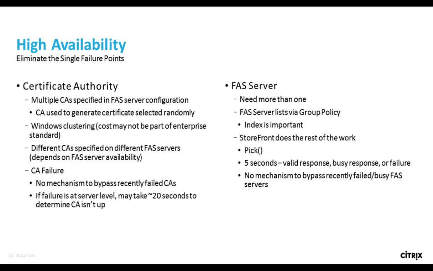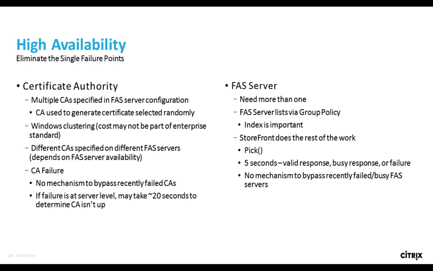However, no mechanism is really used to bypass a failed CA. The failure is effectively at the server level. It may take up to about 20 seconds to determine whether that CA isn't up, and I'll explain that algorithm in a second. From a FAS server perspective, you would have potentially more than one. In most cases, you would want more than one, sort of in an N+1 type of scenario. And the FAS server list would be sent via and controlled via the group policy.